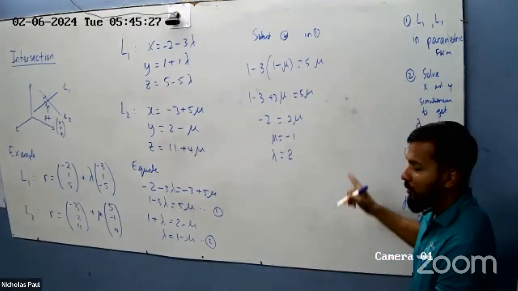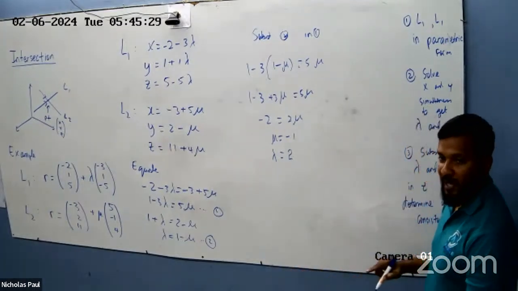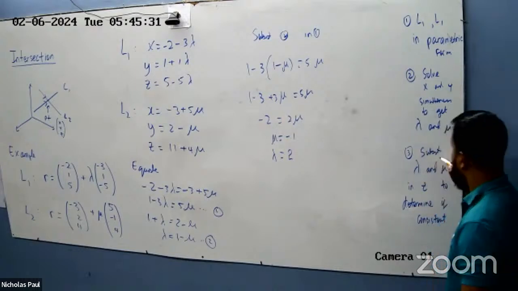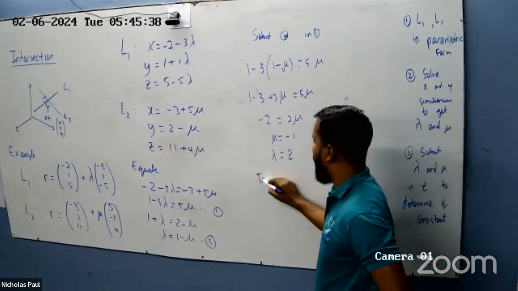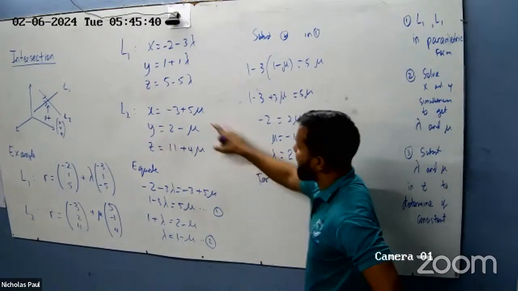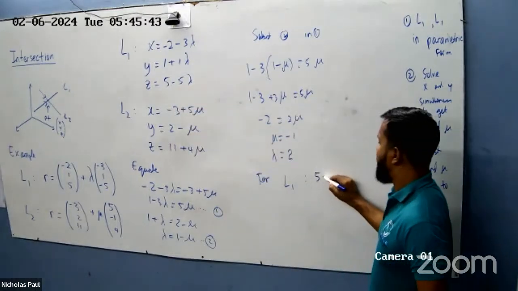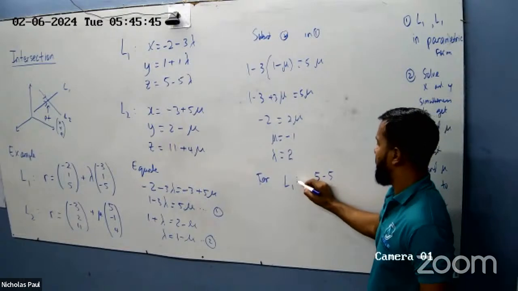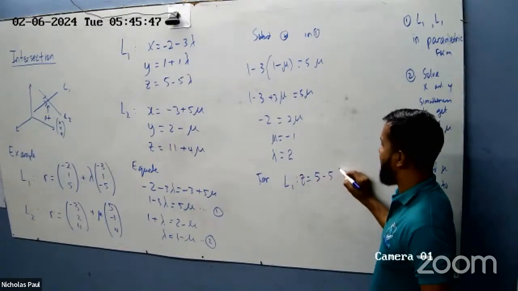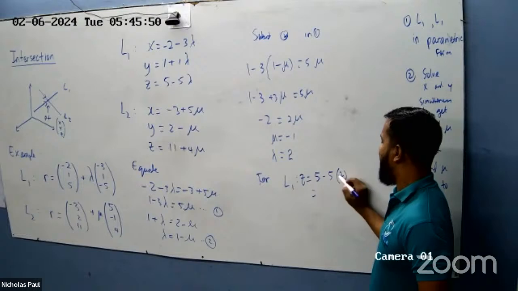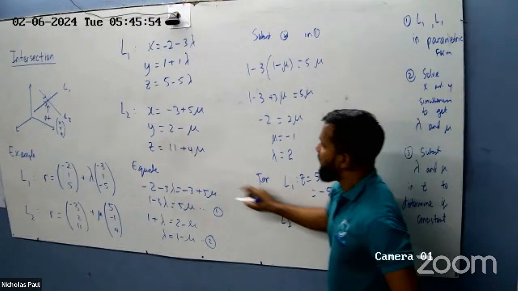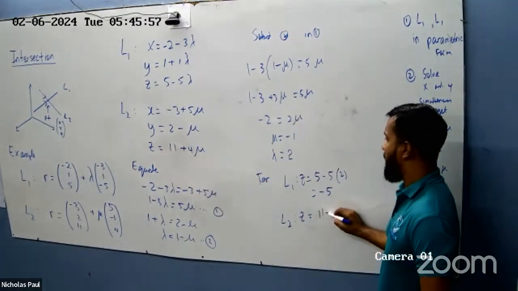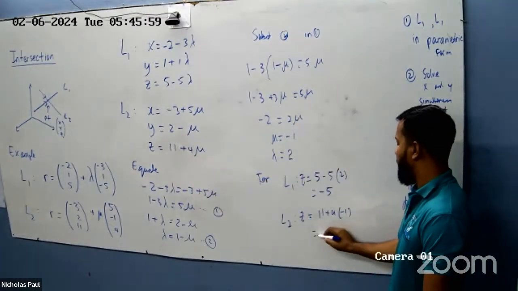Keep watching here. Lambda is 2. What's the last step? We found lambda, we found mu. Substitute them and see what you get for Z. So for L1, Z is 5 minus 5 by lambda. So I got 5 minus 10, which is minus 5. And for L2, Z is equal to 11 plus 4 by minus 1.